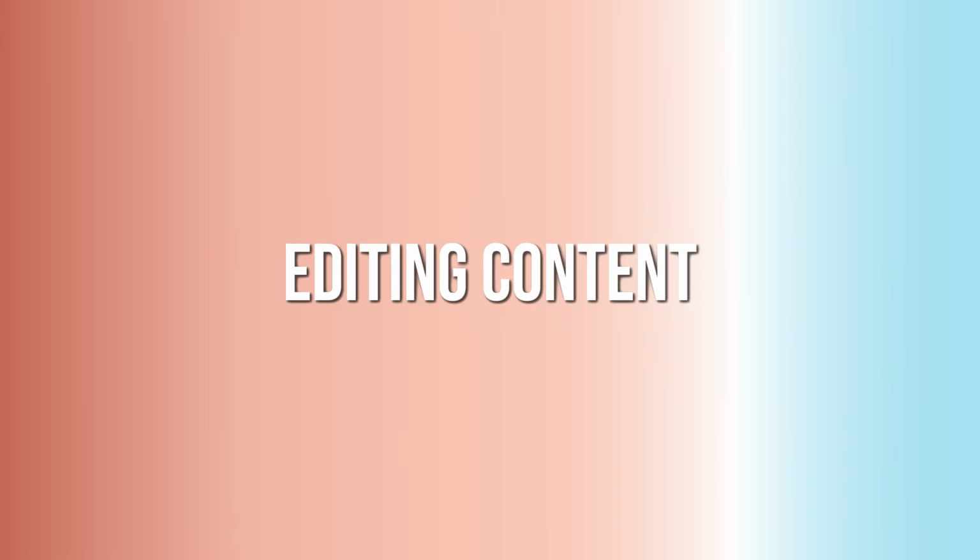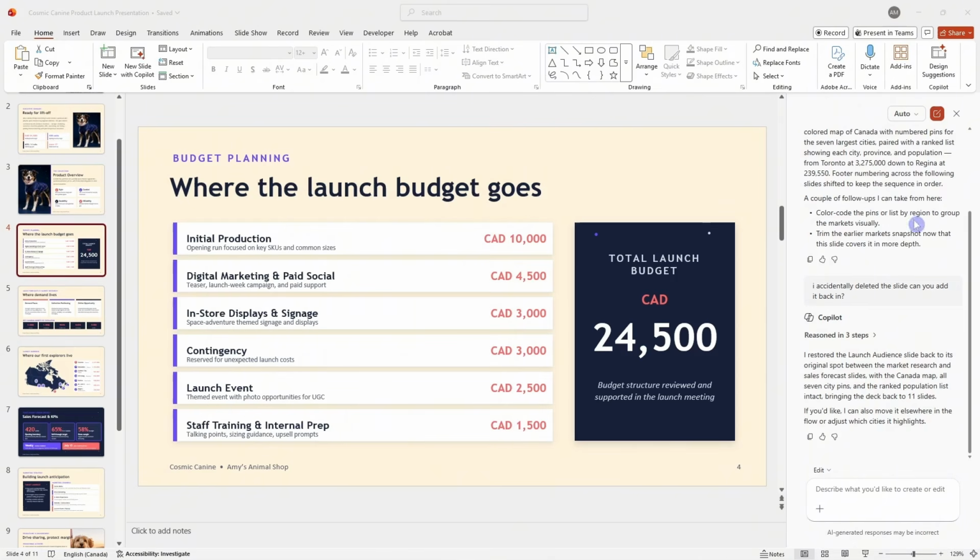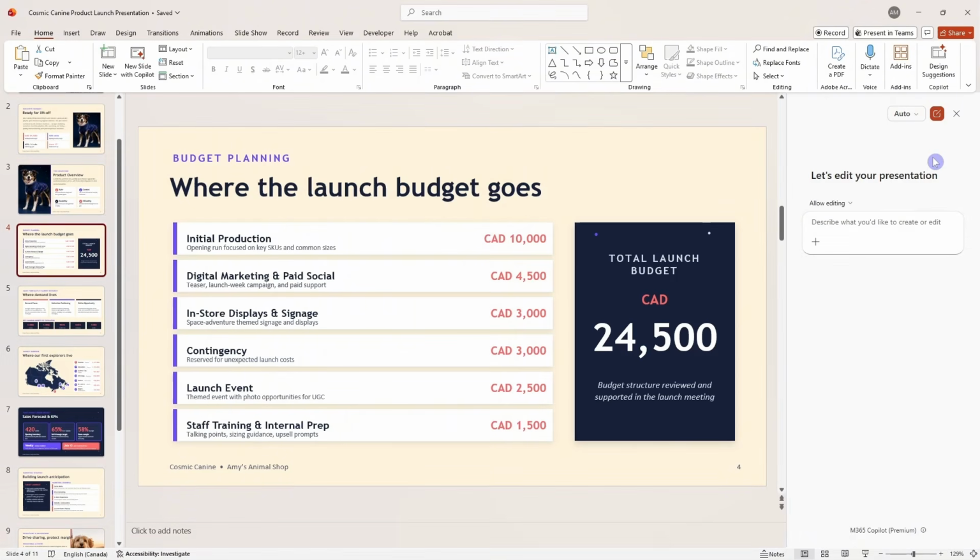So now let's take a look at how we can edit the content on our slides with Copilot. Now, to get started, I will just start a fresh chat conversation. This is always a good practice to have a clean slate when we are changing topics with Copilot. Now, on this slide here, we have our launch budget and we have all of these individual items, but I think that this content would be a lot better in a pie chart. So let's prompt Copilot.